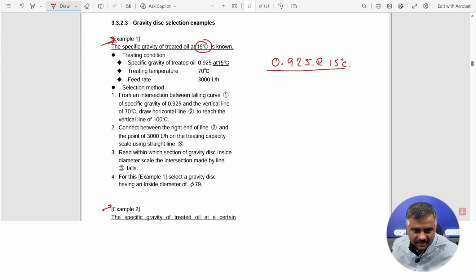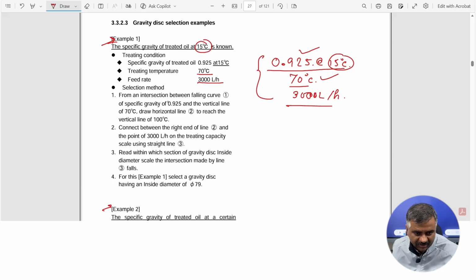The treating temperature, as we have seen in the temperature viscosity diagram above, we can get from there. It was found to be 70 degrees centigrade. Okay, feed rate we have decided that we will keep at 3000 liters per hour. So on the basis of these three parameters, the specific gravity at 15 degrees centigrade, the treating temperature that came from the viscosity temperature diagram, and the feed rate, we will find what should be the size of the gravity disk for optimum purification.